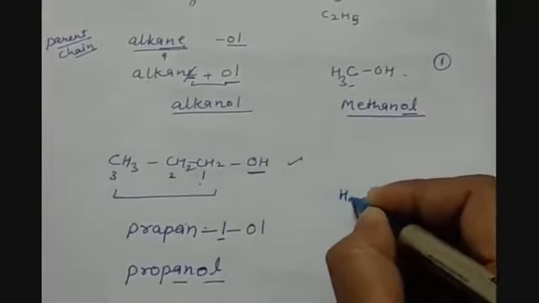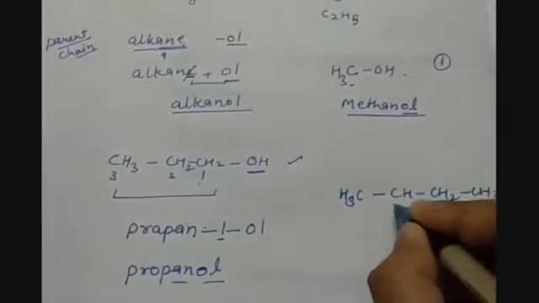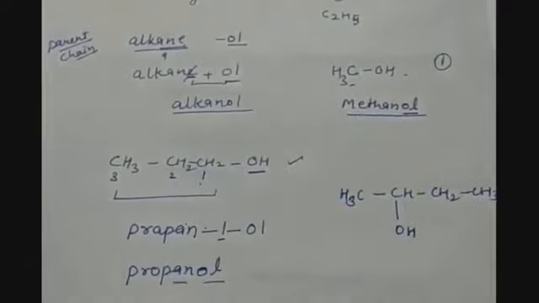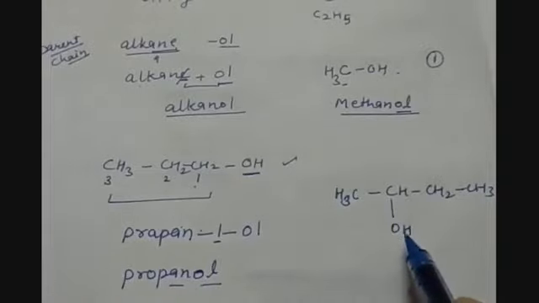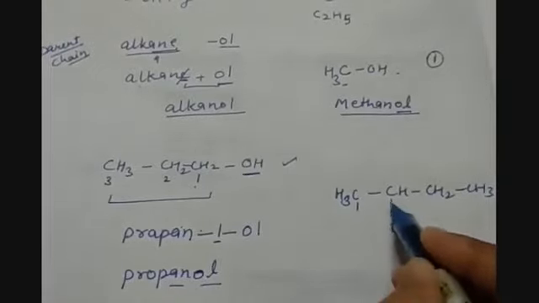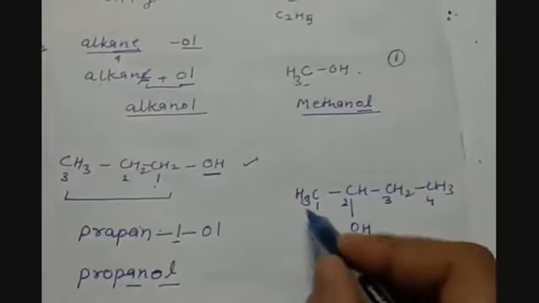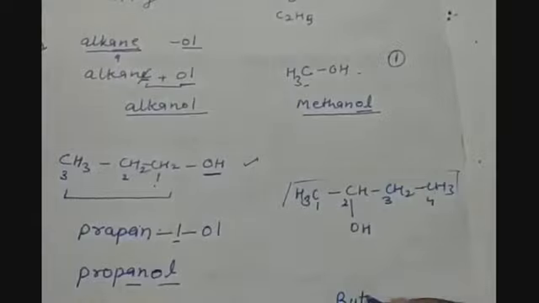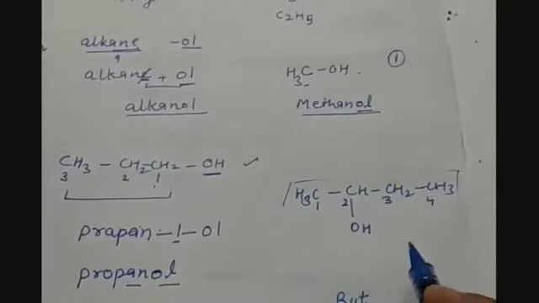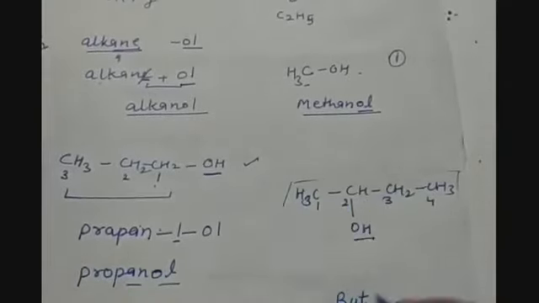Let us see another example. We have CH3, CH, CH2, CH3, and at the second carbon we have the OH group. As we have to number the carbon atoms in such a way that the OH group gets the lowest number, we start counting from here: 1, 2, 3 and 4. First we see the longest chain. So this is our longest chain. This is but, as there are 4 carbon atoms present in it. Then at the second position we have the functional group. So this is butane 2-ol.